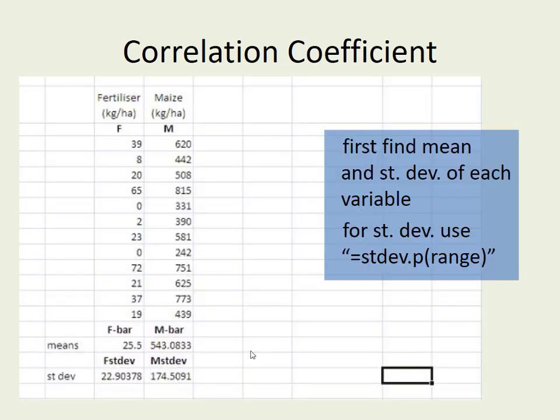First of all, what you need to do is for each of these two variables separately, you work out the mean and the standard deviation. So here's the calculations here, the mean, that's just the average fertiliser use, average maize use, and then the standard deviation, which shows you how spread out they are. So how much variation is there in these numbers as measured by the standard deviation. Put that in there. Step one.